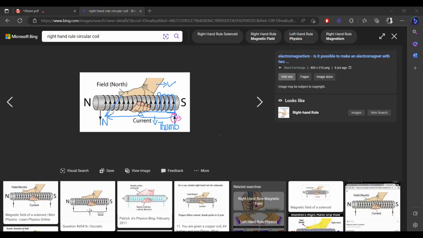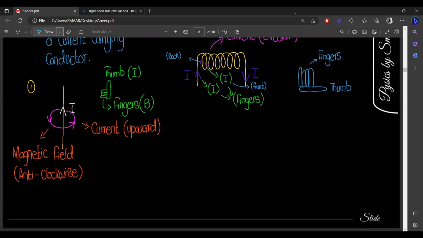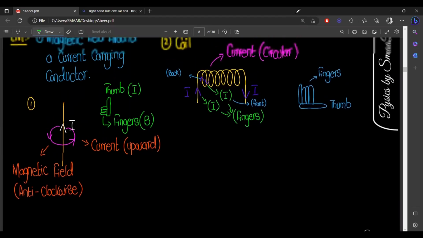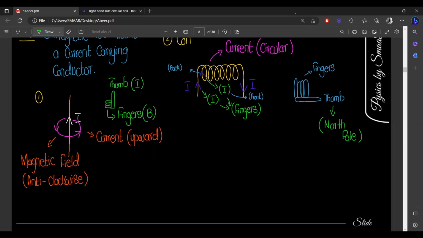And if current is moving downward in front of the coil, as we consider in this example, we need to place our palm on the backside of the conductor and curl your fingers towards your side. So that will give you the direction of electric current. So in this specific condition, we conclude that this thumb represents the direction of North Pole and the direction of fingers gives you the concept of moving electric current through a coil.